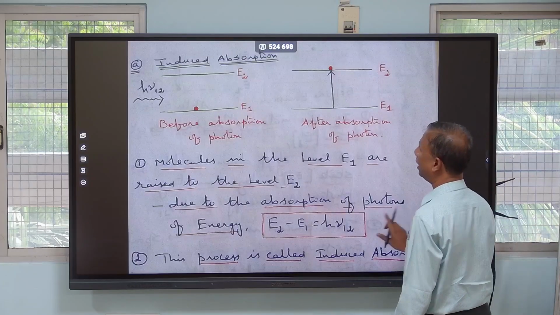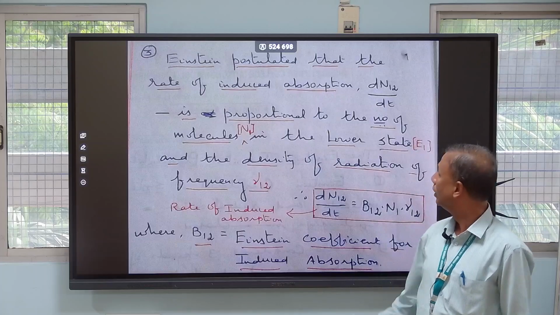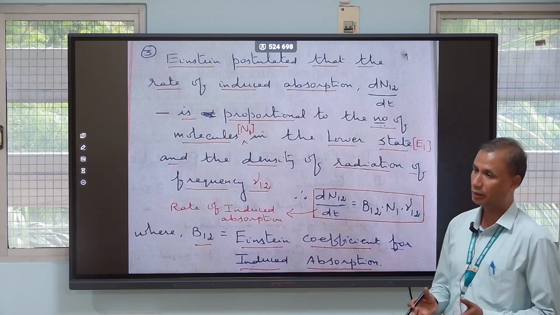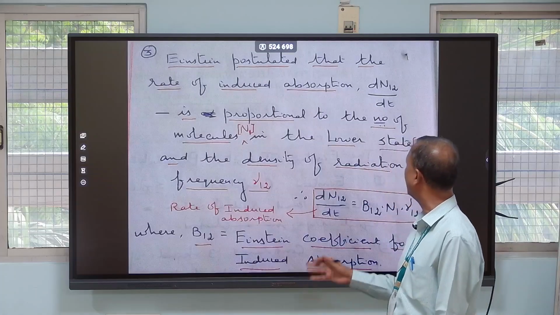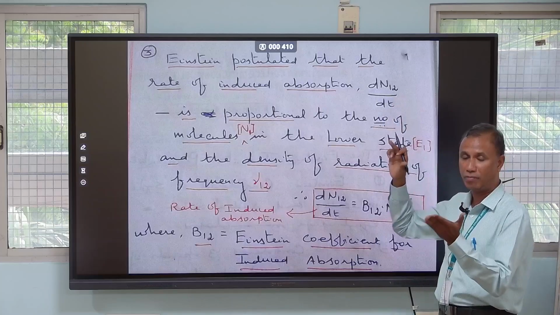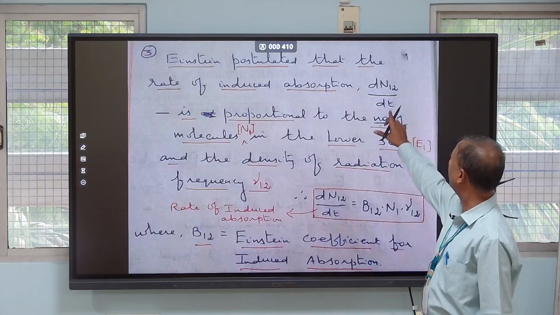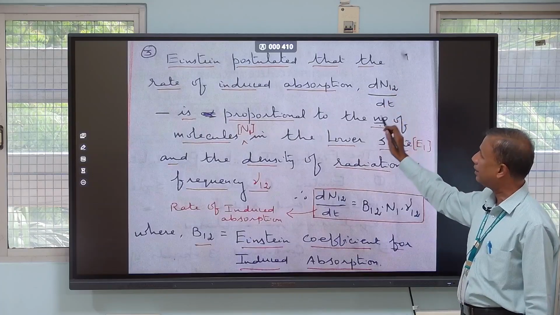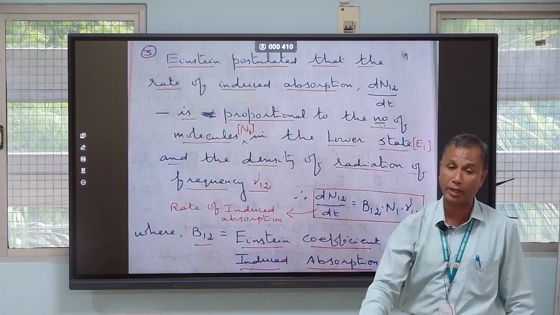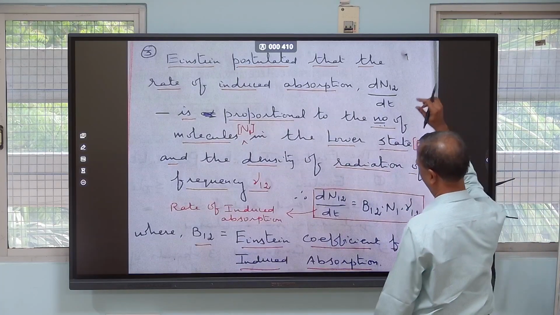Now come to the second one. Einstein postulated the rate of induced absorption. So he calculated the rate of induced absorption, dN12. What is dN12? The transition from lower energy level 1 to higher energy level 2. So dN12 by dt is directly proportional to the number of molecules or systems in the lowest level, the ground state level.